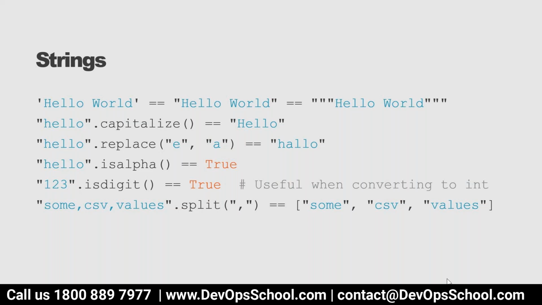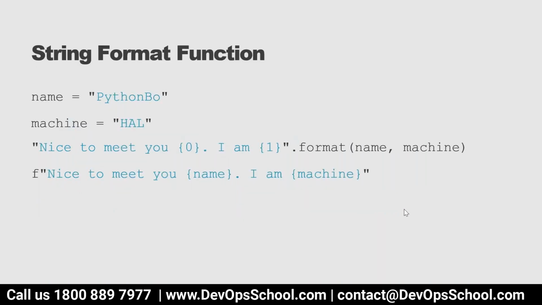Is digit, true, false. Here there is one split function. Here you are passing one string, and the delimiter is a comma, and it converts into a list. Like that, you can also format the output of the string. So how do we do that? There's one string which is a name, and one more string which is a machine, HAL.